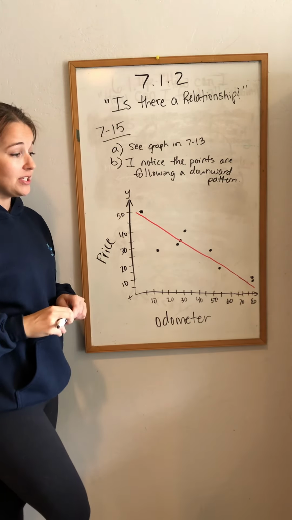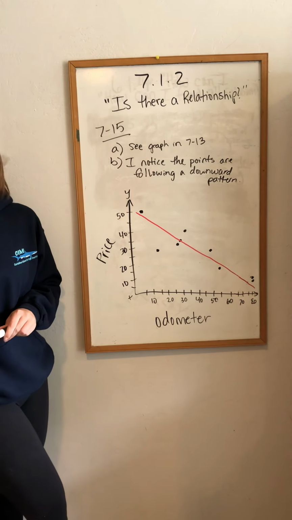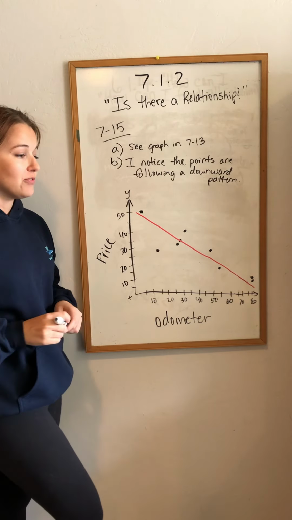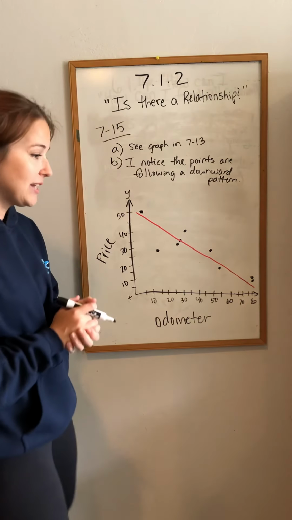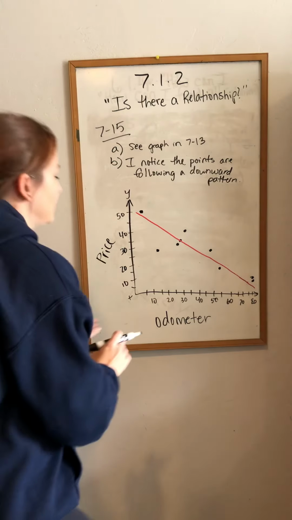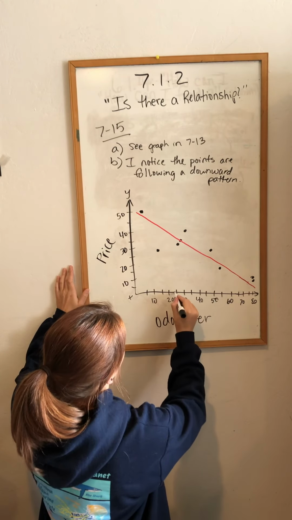Now it says to place an additional point on your graph for Nate's car that has an odometer reading of 23,000 miles. Explain your strategy for deciding where to put the point. Okay, so let's do that. This is part C. I'm looking at the graph, and I'm going to find 23,000 miles. That's down here at about this area.